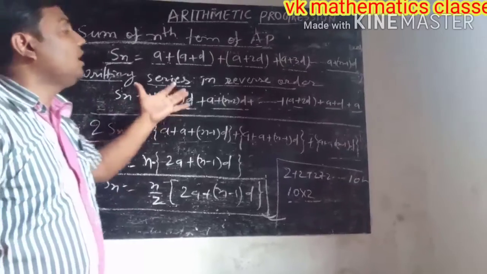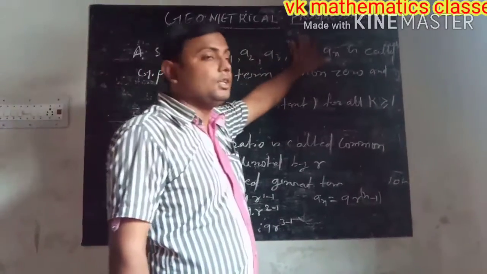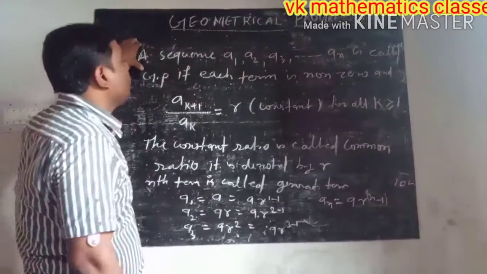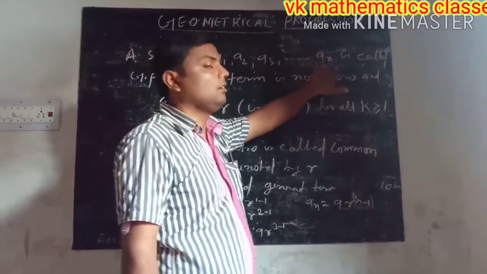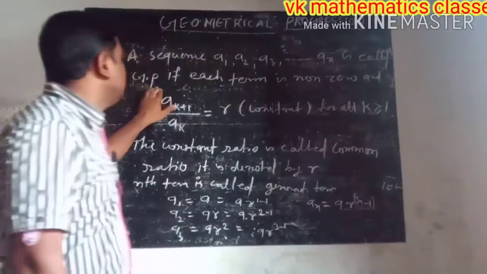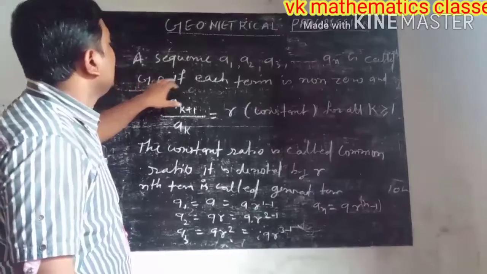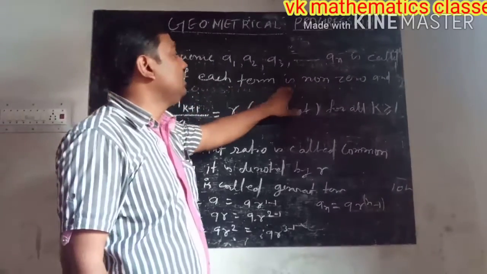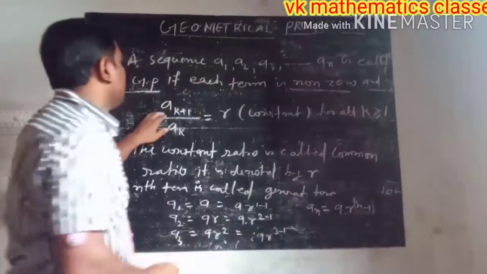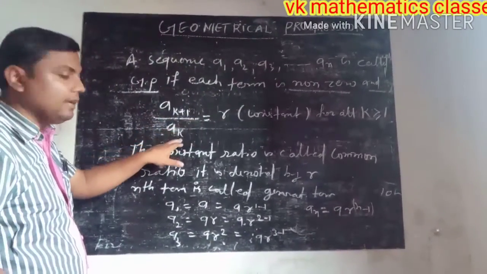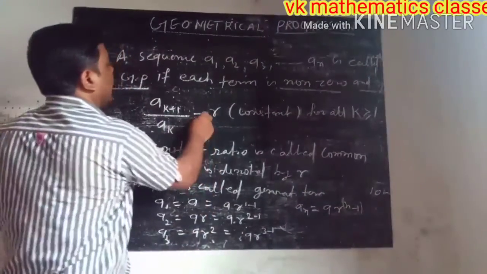Now we discuss the next topic, geometrical progression, GP. A sequence a1, a2, a3, an is called GP, that means geometrical progression, if each term is non-zero and ak plus 1 by ak equals r.